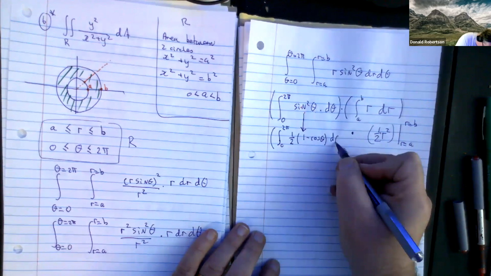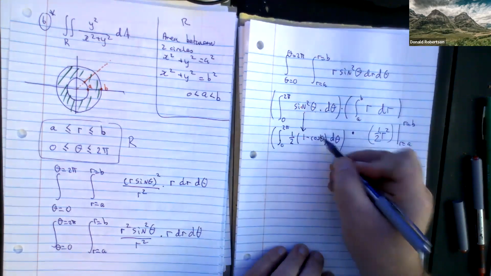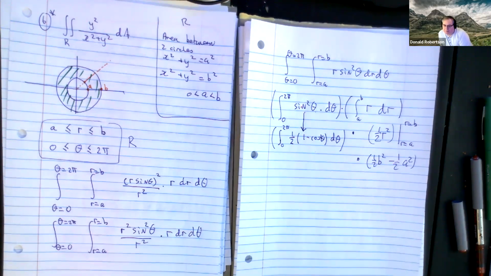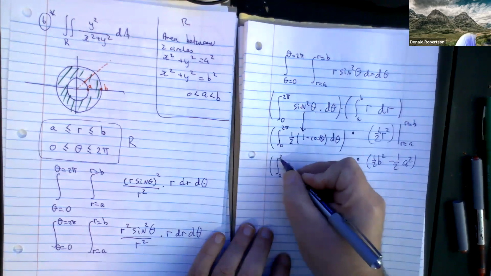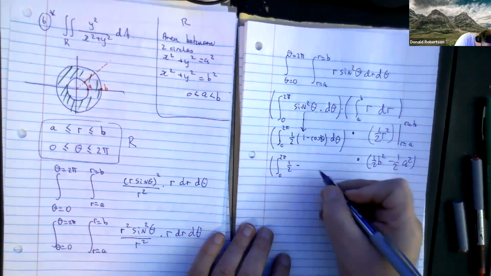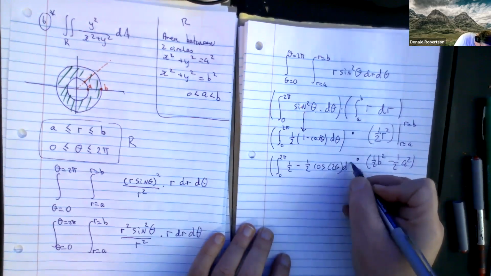And somewhere when you were doing Calc 2, you discovered or used the identity that sine squared theta is the same thing as 1/2 times 1 minus cos 2 theta. Do you remember that one? Now the other one is very similar. Cos squared theta is 1/2 times 1 plus the cosine of 2 theta. So this is now going to be the integral from 0 to 2 pi of 1/2 minus 1/2 cosine of 2 theta d theta.